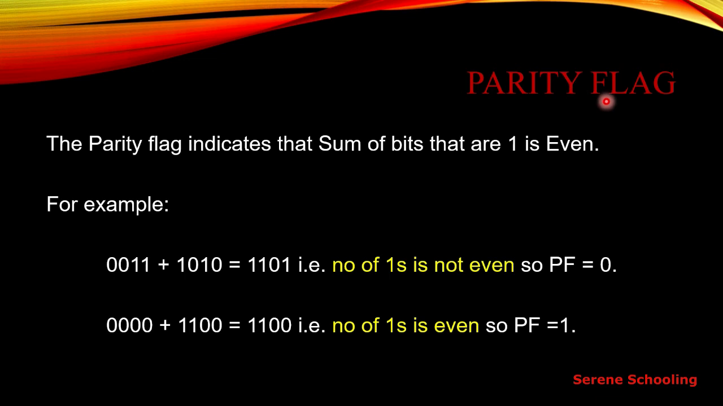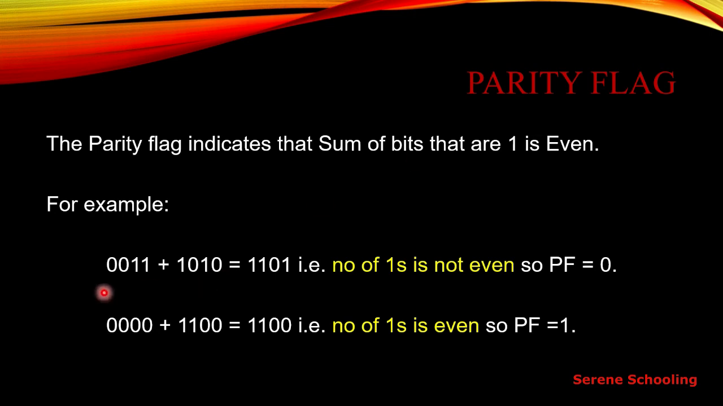Okay, lastly we have the parity flag. The parity flag is quite simple. It is set to 1 when the total number of ones in the arithmetic result is even. When the total number of ones is even, the parity flag is set to 1. If the number of ones is odd, the parity flag is set to 0.